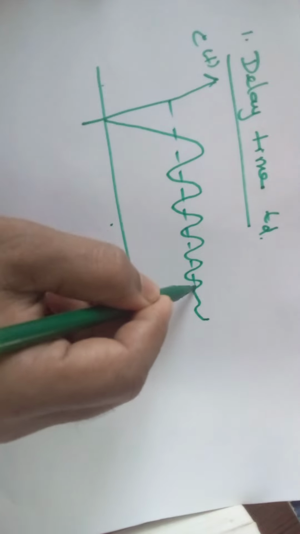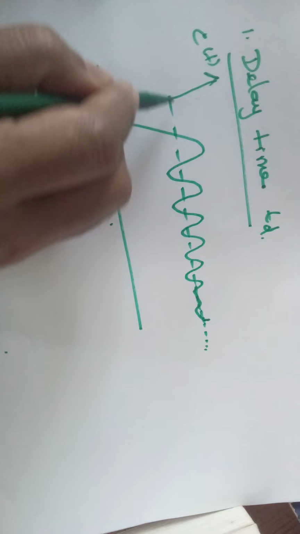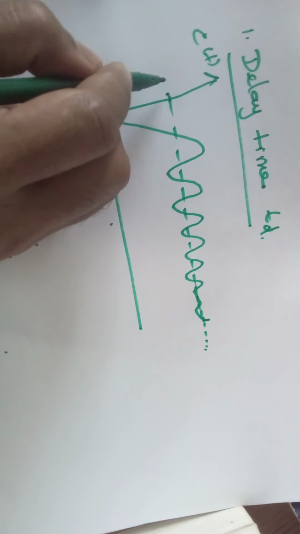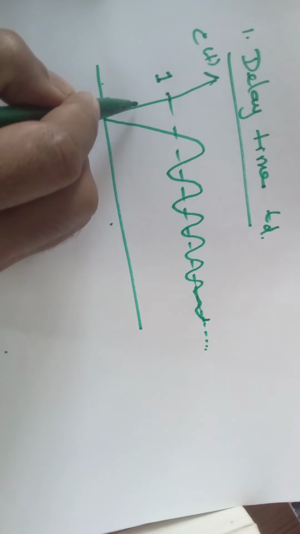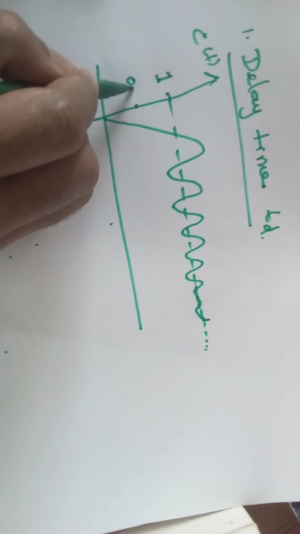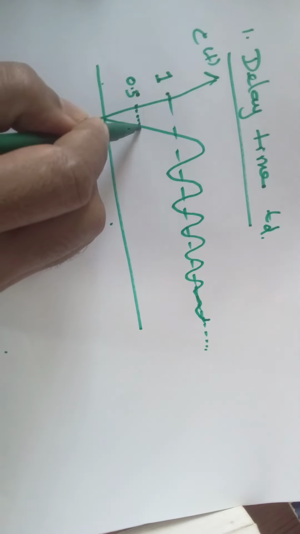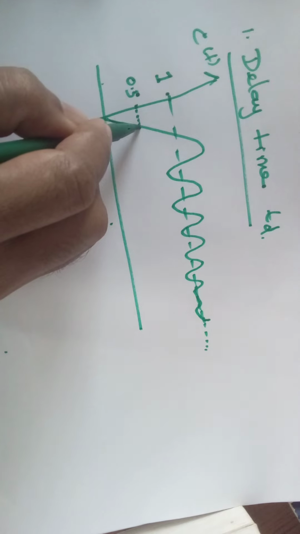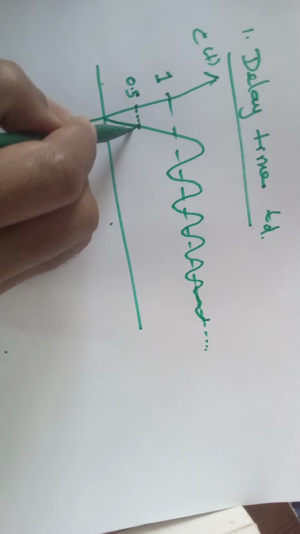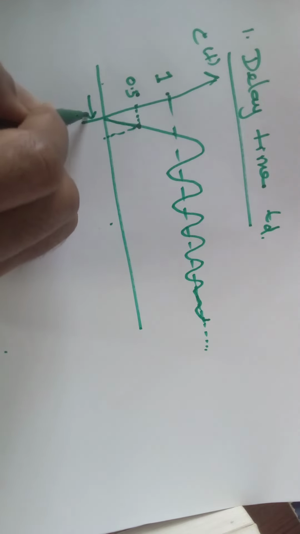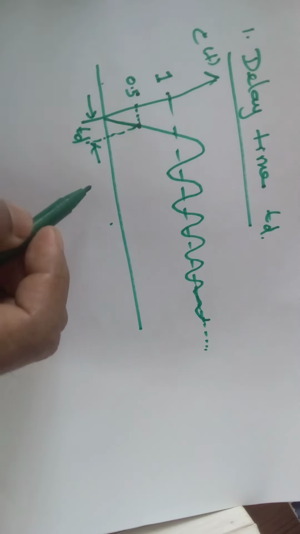So this one is the steady state value, right? This is its maximum response, which is represented as 1. So 50% of its response means this point should be 0.5. Understood? So the time taken for the response to reach 50% of its maximum value, this is your 50%, right? This time interval is called your delay time. This is TD, or delay time.